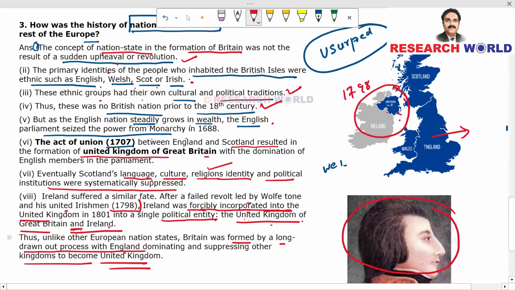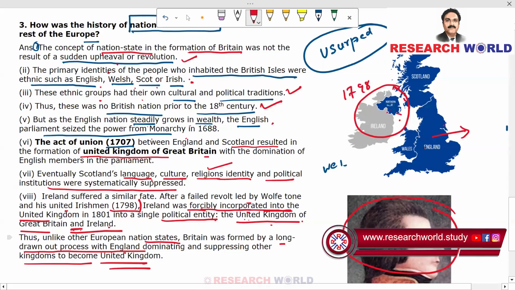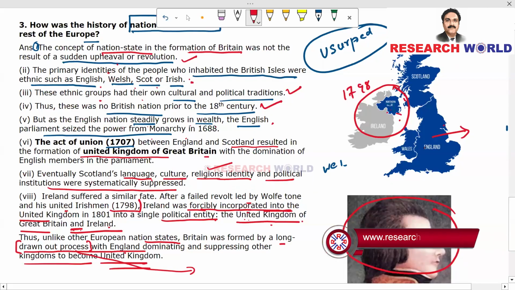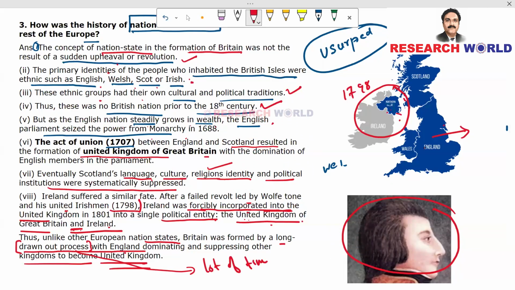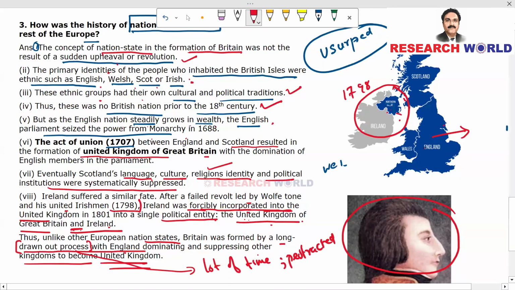Thus, unlike other European states, Britain was formed by a long drawn out process. What do you mean by long drawn out process? A drawn out process means that it took a lot of time. Okay, a protracted war, a protracted action. Ever since 1707, it continued till 1801, so that finally Ireland was annexed. Okay, it was the drawn out process, means extended process, took a lot of time, with England dominating and suppressing other kingdoms to become United Kingdom.